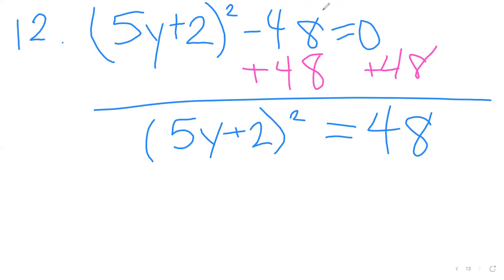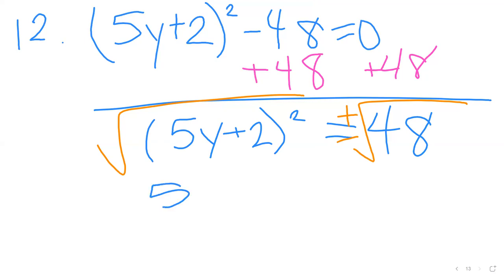Let's take the square root of both sides. Remember, that allows us to have the positive or negative result of square root of 48. Don't forget that plus minus. That's what gives you your two solutions. What do we get from the left? The square and the square root effectively cancel one another for 5y plus 2. And we have plus or minus square root of 48 left over here.